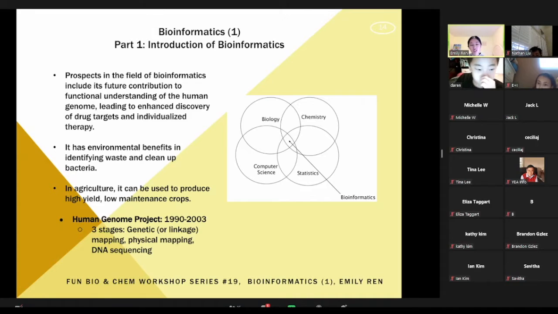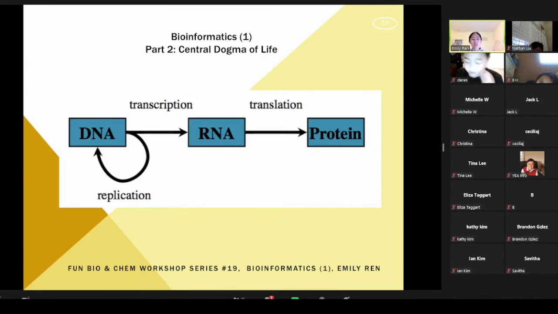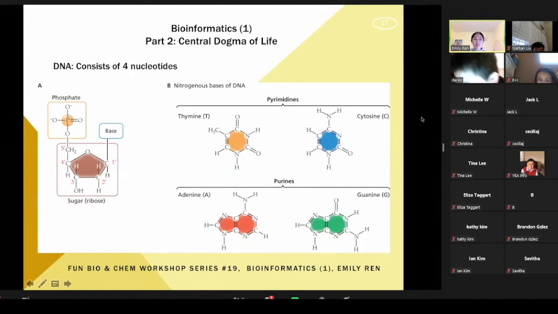There were 3 stages of the project: genetic or linkage mapping, physical mapping, and DNA sequencing. The central dogma of life in biology is DNA to RNA to protein. DNA replicates itself to form 2 strands, and then DNA is transcribed to form RNA, and RNA is translated into protein sequence. And that protein sequence can form amino acids. How does DNA replicate itself? We will cover that in future slides.